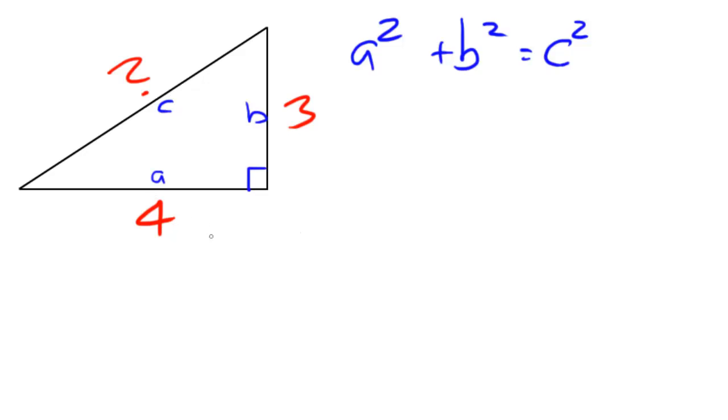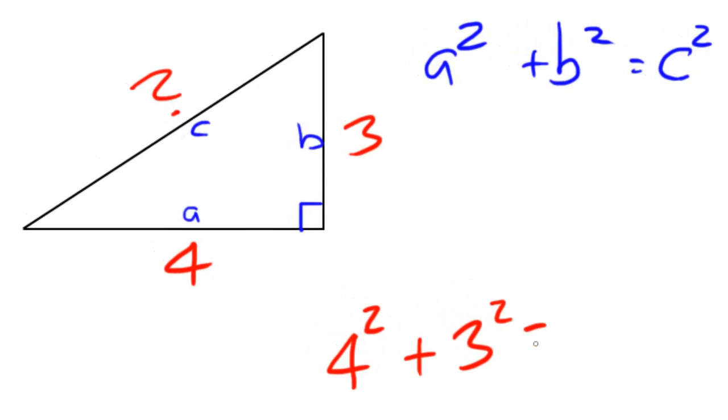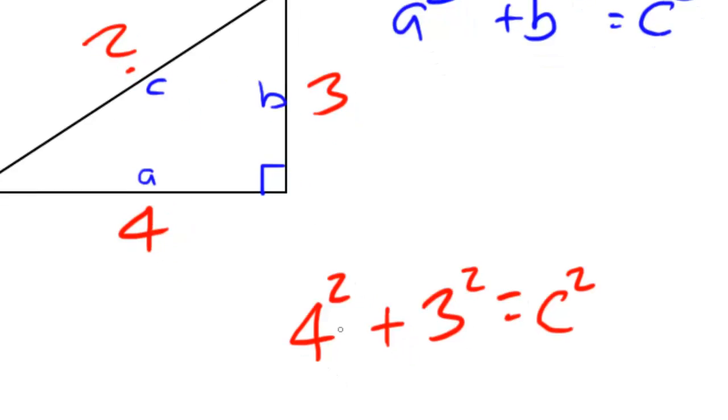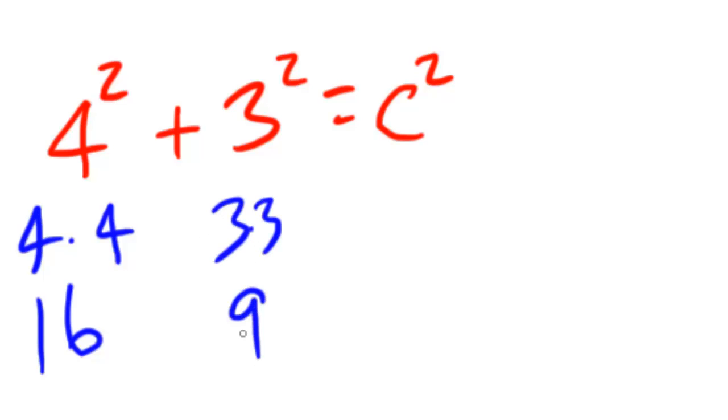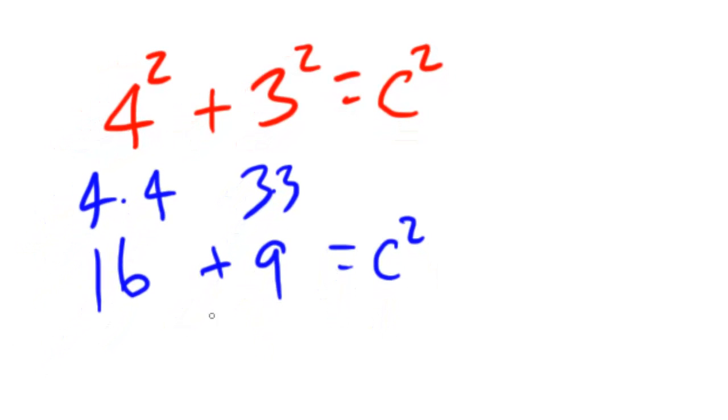So if A is 4, what I'm going to do is write 4 squared plus B squared, which is going to be 3 squared, equals C squared. So I know that 4 squared is going to be 4 times 4. That's going to give us 16. 3 squared is 3 times 3, which of course is 9. And that's going to give us c squared. So 16 plus 9 is 25. So 25 equals c squared.